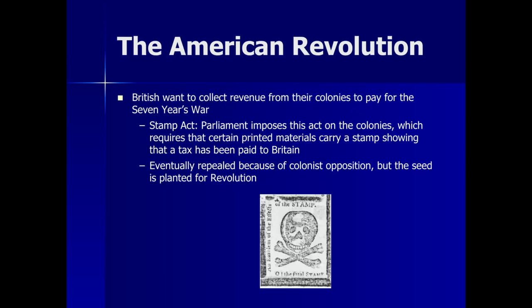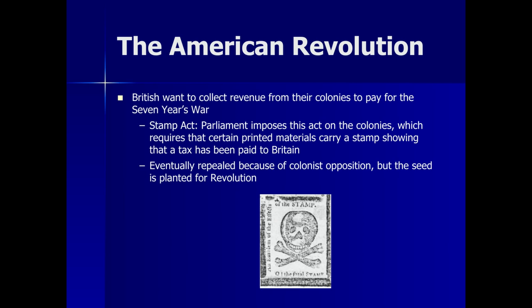Let's move on to the American Revolution. The British wanted to collect revenue from their colonies to pay for the 7 Years' War, which we talked about in the last lesson. The 7 Years' War, of course, was the French and Indian War in North America. So they're going to try to tax the colonists.